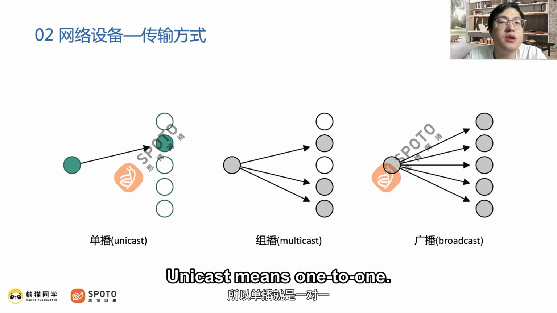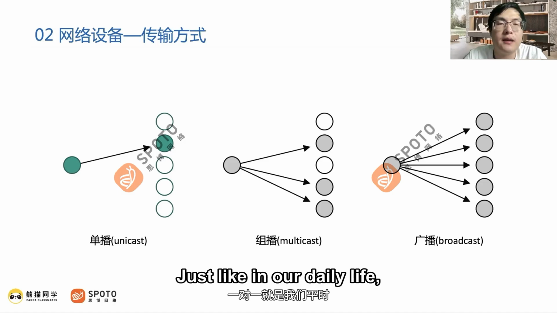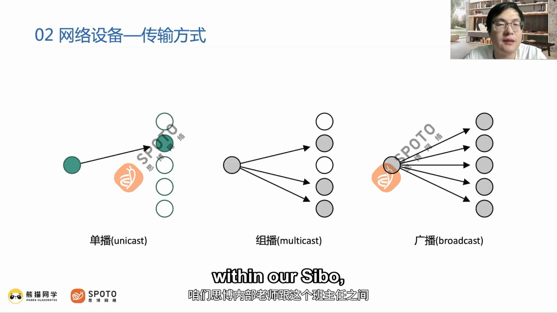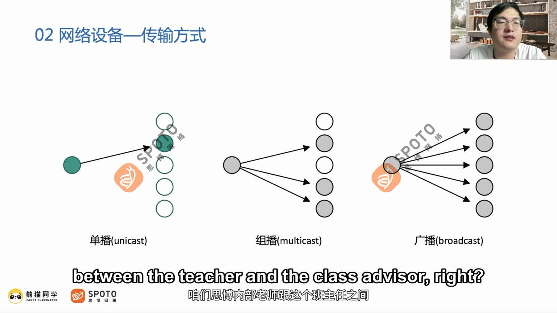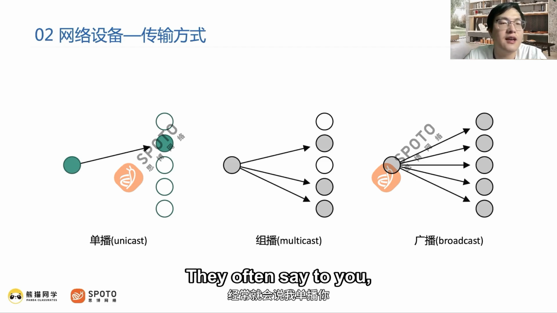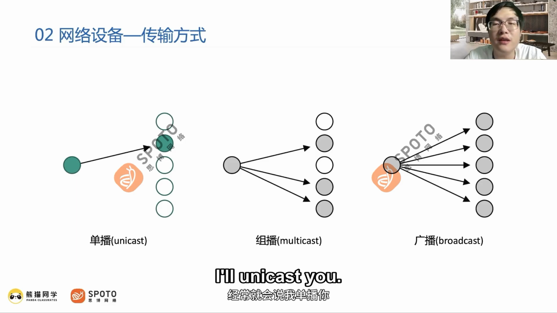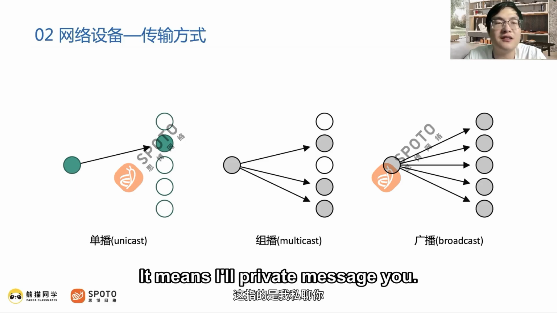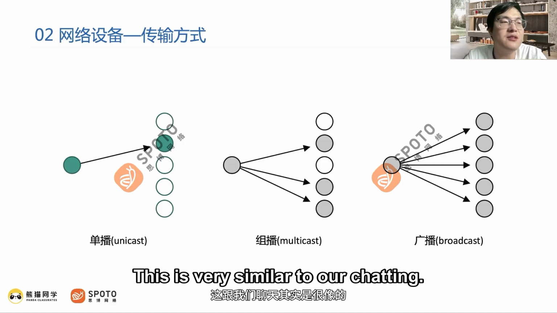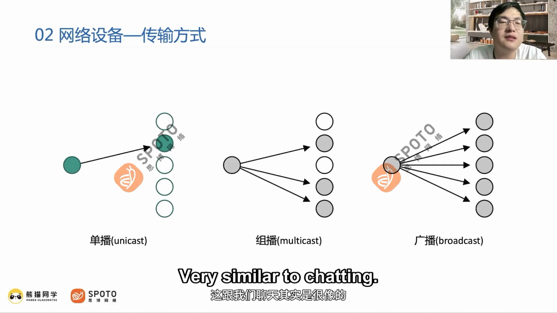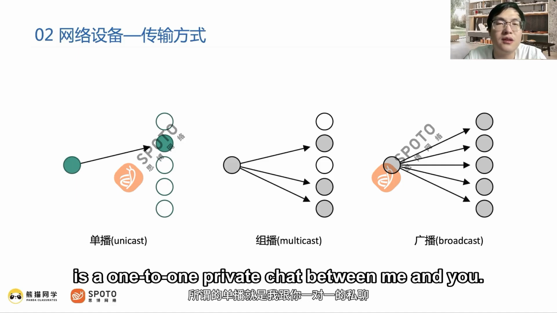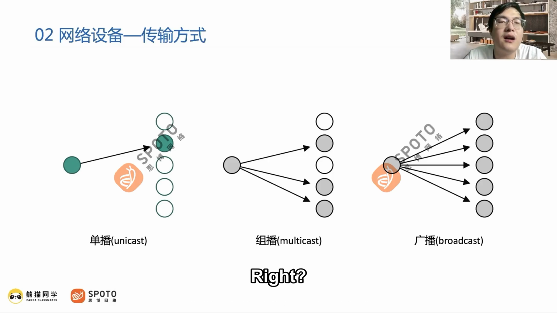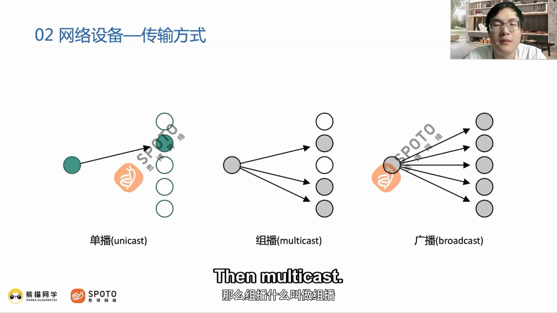Unicast means one-to-one. Just like in our daily life. Between the teacher and the class advisor, right? They often say to you, "I'll unicast you." What does this mean? It means I'll private message you. This is very similar to our chatting. Very similar. So-called unicast is a one-to-one private chat between me and you. Right? A one-to-one private chat, then multicast.